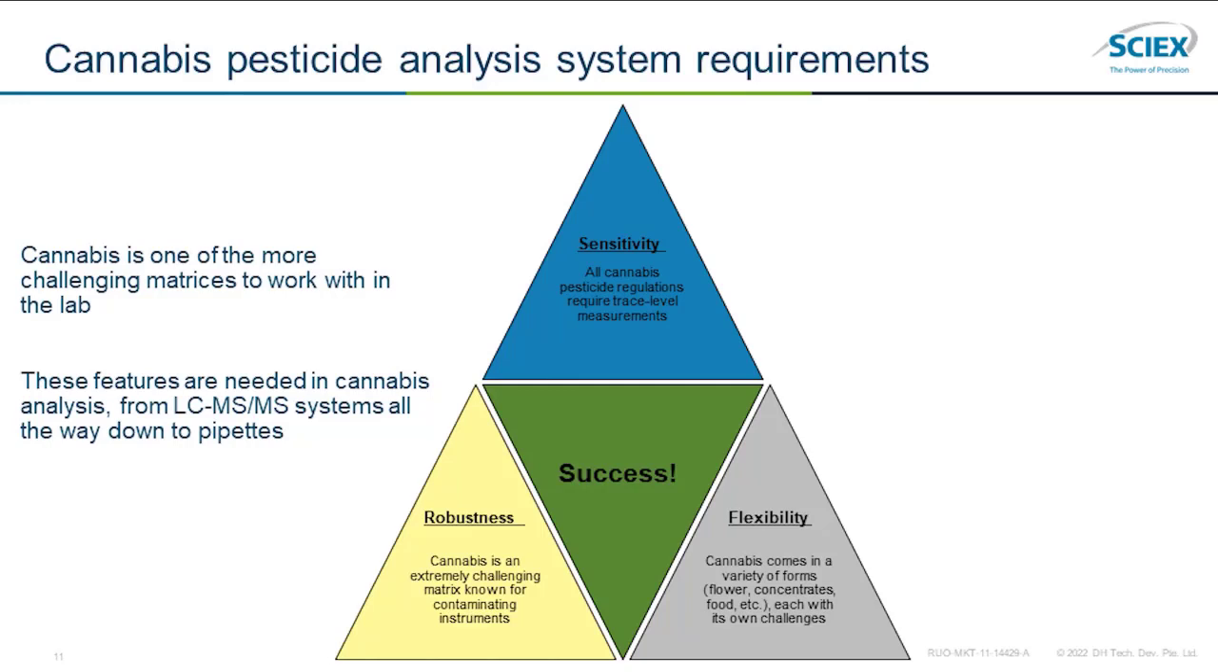We have foods, we have flour, we have waxes, we have shatters. The amount of matrices is really endless. And then equally important, it needs to be a robust method. It needs to be a robust system. Cannabis is probably the most challenging matrix I've worked with, aside from oil and gas wastewater. This is a really challenging matrix and poses some really unique challenges too.